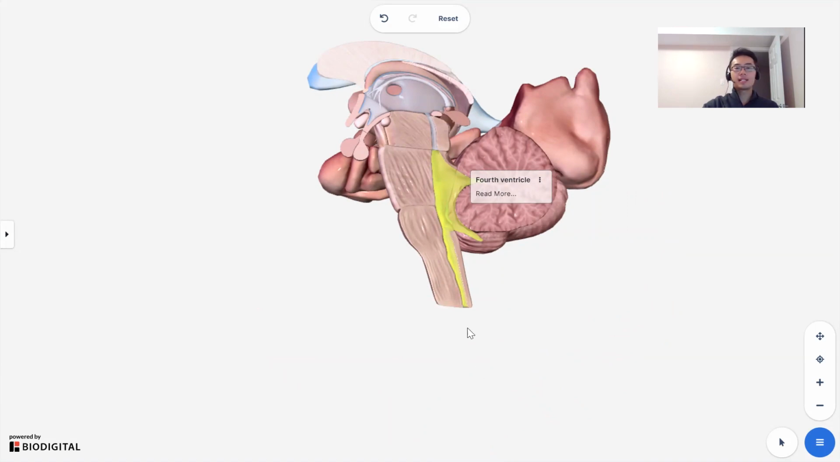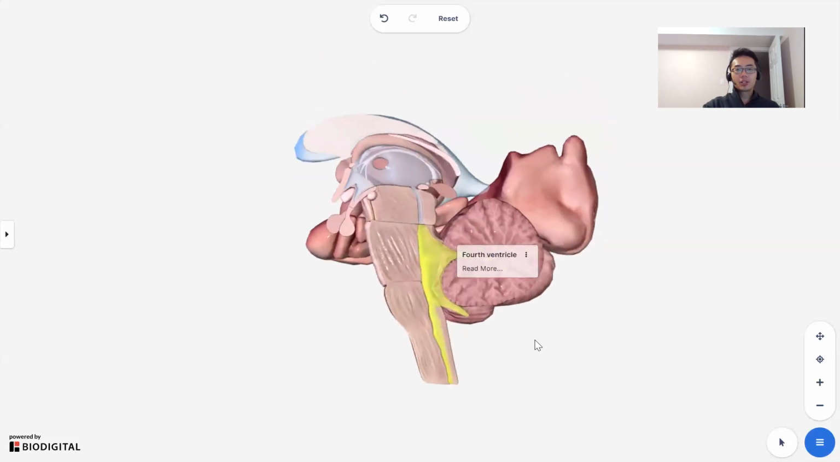Can you visualize this? I don't have the spinal cord on this model, but the spinal cord would be like right here, coming out at the base of your brain. So you can see that this fourth ventricle is going to continue to go down, and it's going to connect with the central canal that we were talking about earlier, that little hole in the middle of the butterfly of the spinal cord.